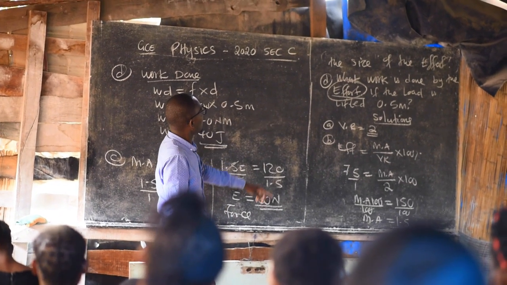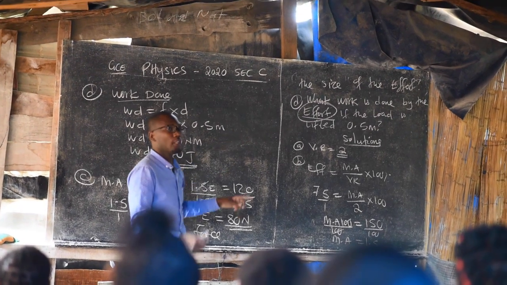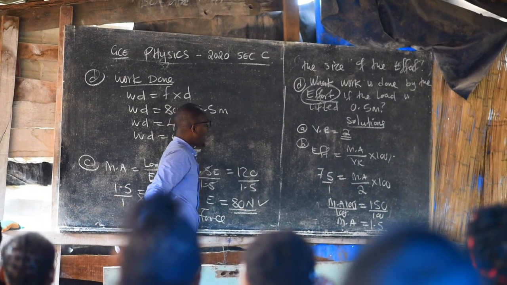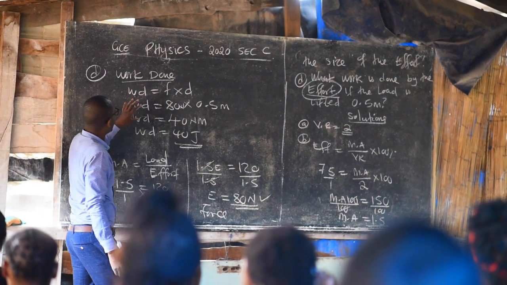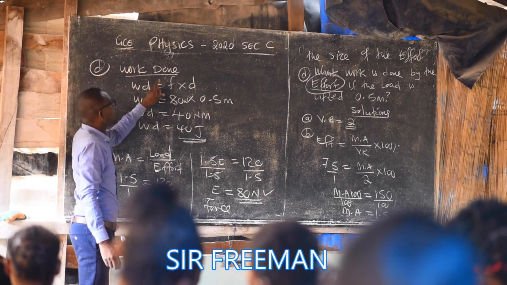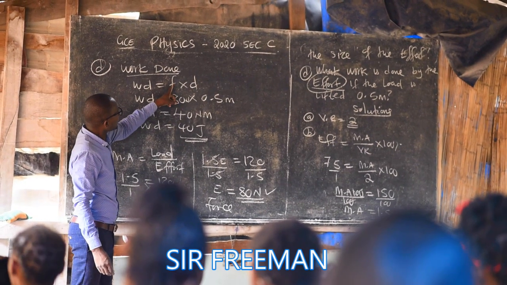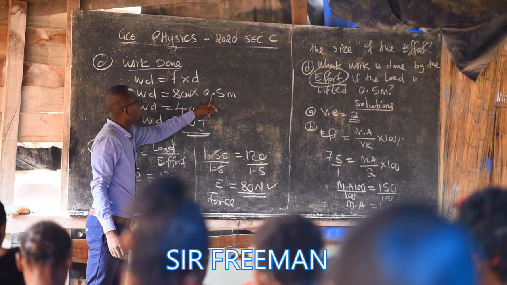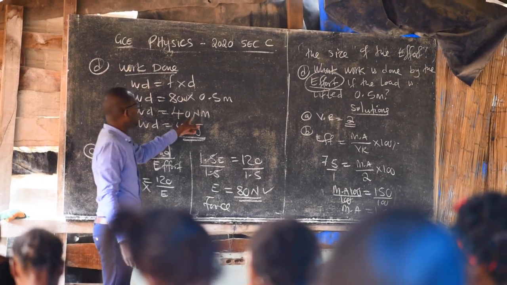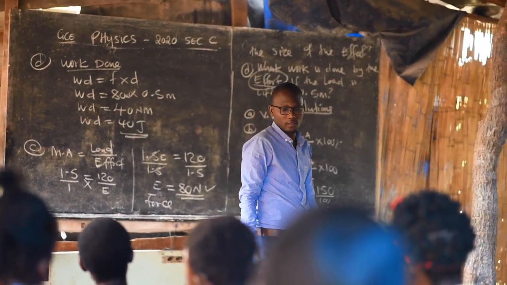However, the last question was, what is the work done by the effort? The work which was done by the effort, that's why we used the force of 80 newtons on this last question. We know that work done is the product of force and distance. So the force is 80 and the distance is 0.5. 80 times 0.5 gives you 40 newton meters, which is a joule. We end there. Thank you.